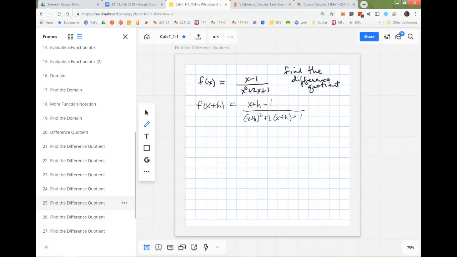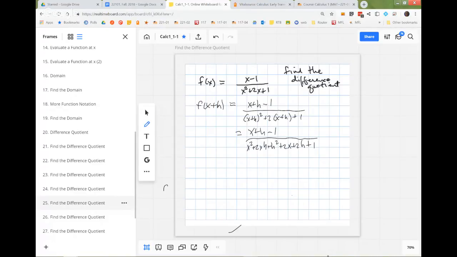All right. Simplified. So on the bottom, what do we have? X squared plus 2xh plus h squared plus 2x plus 2h plus 1. And can we simplify that? No, that's about as good as we can do. Okay. Now, that's f of x plus h.